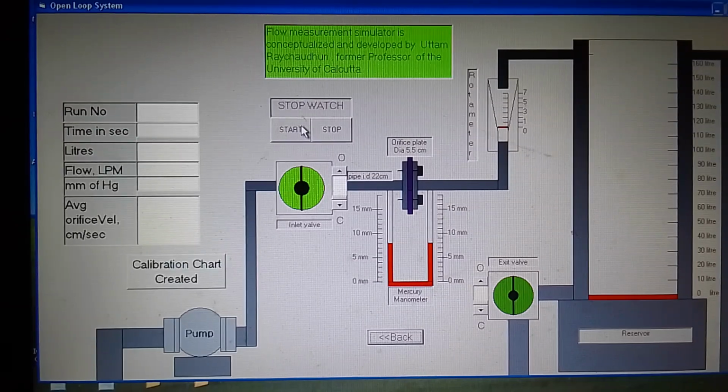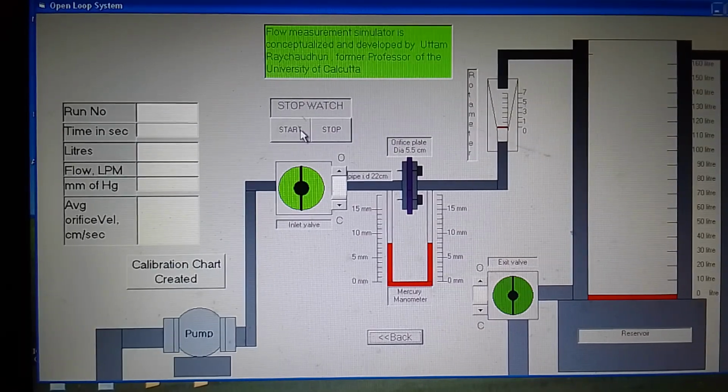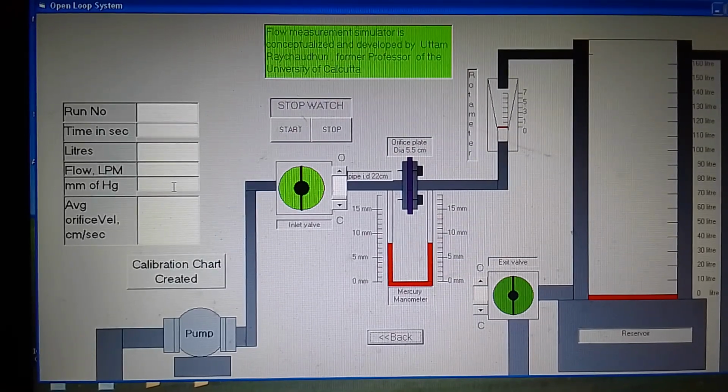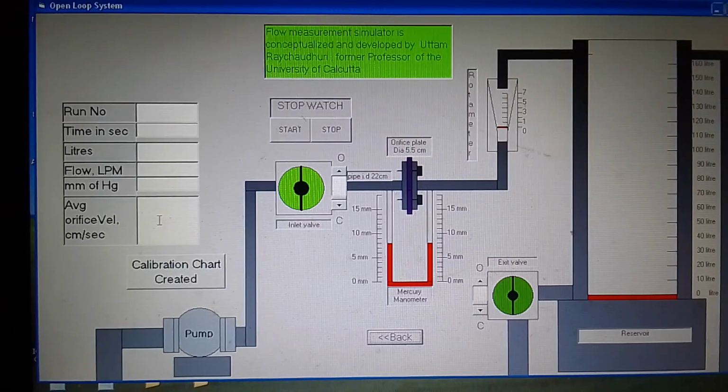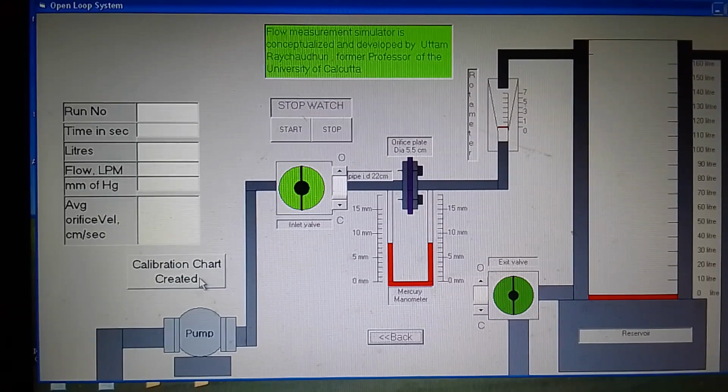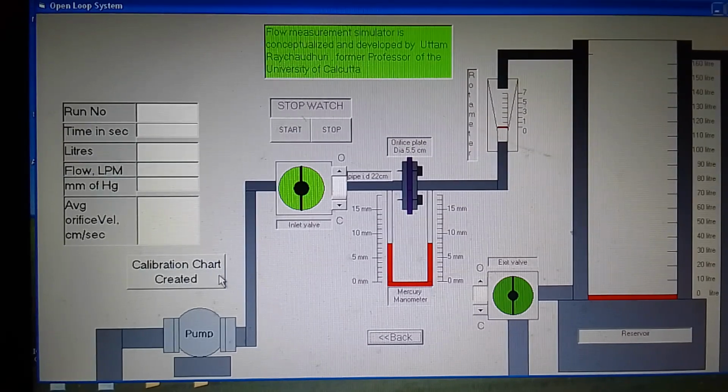There is an inbuilt stopwatch which can be started and stopped with these two buttons, and the corresponding display of the run number, time, liters accumulated in this tank, and the calculated flow rate in liters per minute, and millimeter of mercury pressure drop across this manometer. The average velocity will be calculated and displayed here. Finally, all the experiments up to 12 runs can be taken by this valve opening and closing, and the calibration chart can be clicked to get the final calibration graph as well as chart.